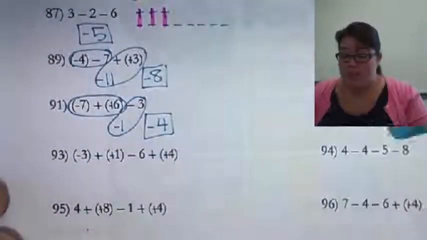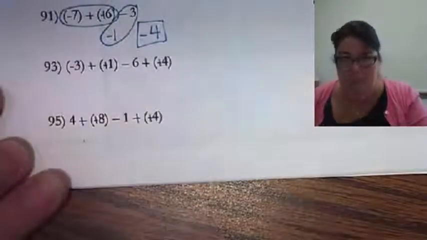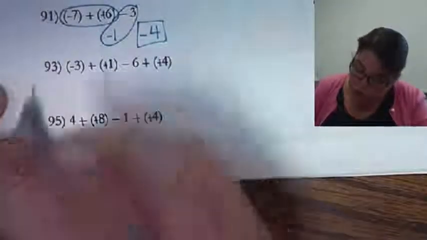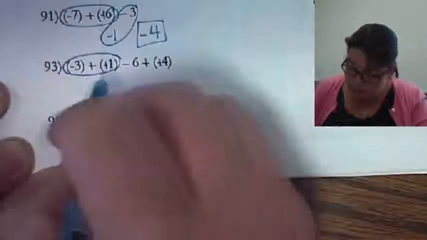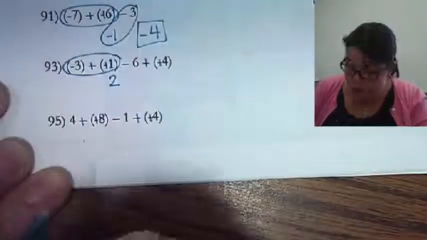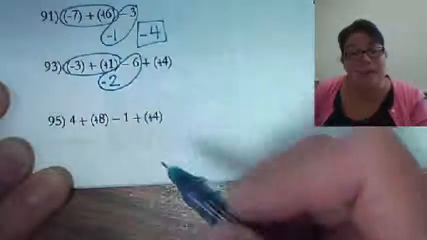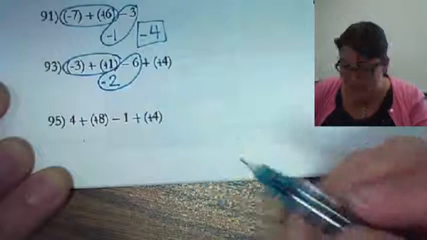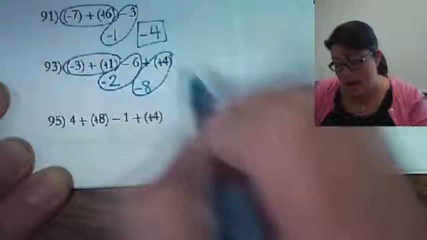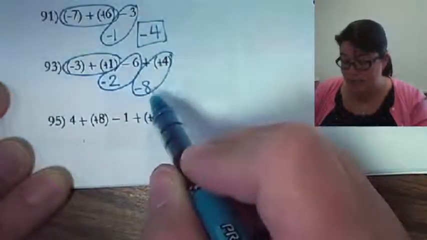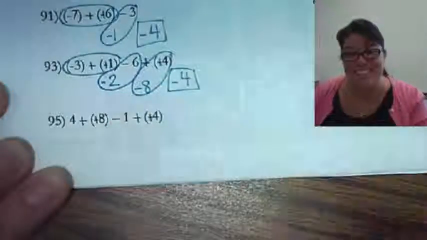Now 93 is where things get pretty crazy. We have 4, but that's okay. We're still going to just take it one pair at a time. So let's see. Negative 3 and positive 1. Different signs, subtract. So that's a 2. Keep the sign of the bigger one, and there you have it. Now I'm going to do negative 2 and negative 6. Same signs, add and keep. 6 plus 2 is 8. So 8 and keep the sign. Now for our last pair, negative 8 and positive 4. Different signs, subtract. Keep the sign of the bigger one, and then you'll be exact.